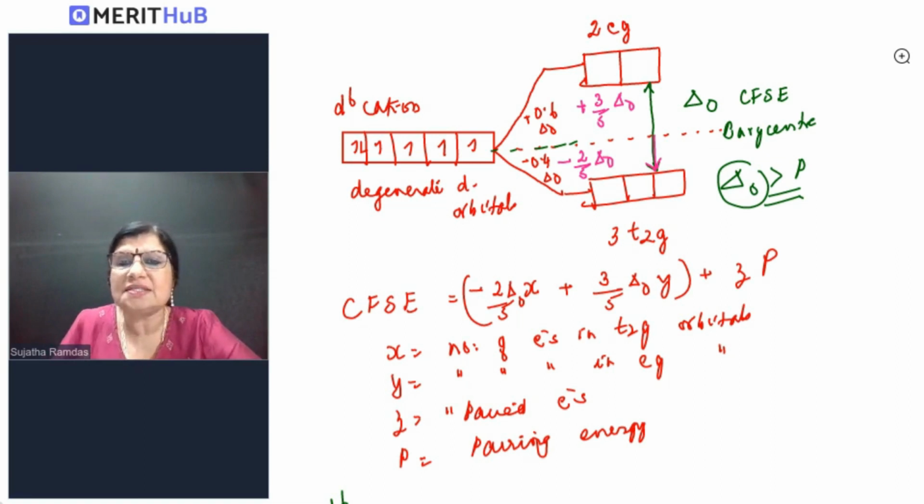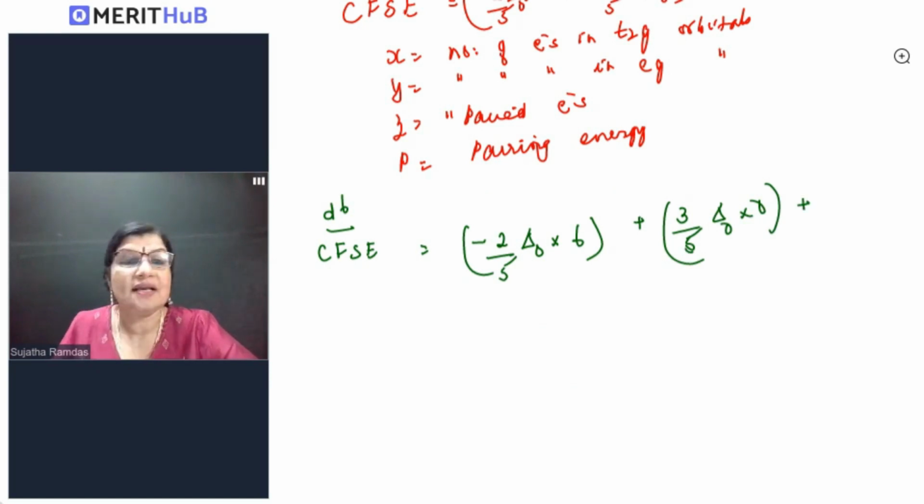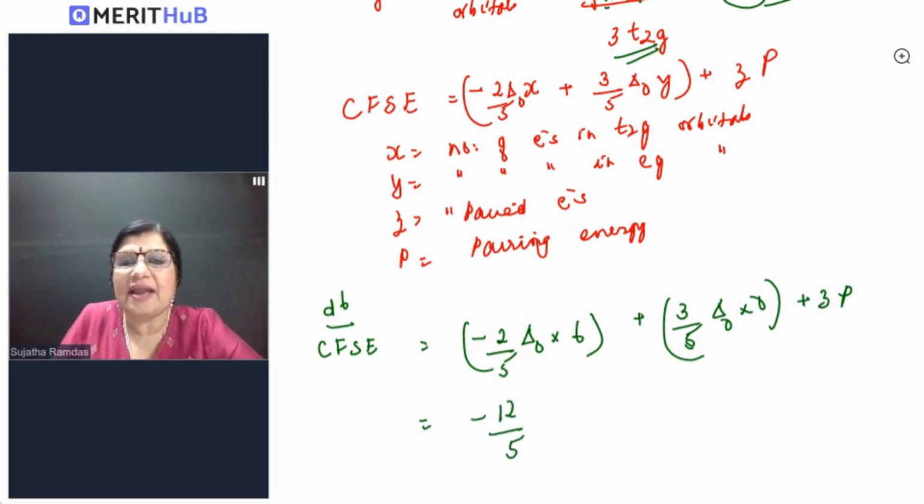When pairing occurs, all the 6 electrons will be accommodated in the lower energy d orbitals. So there are 6 electrons in the t2g orbitals and 0 electrons in the eg orbitals. Let's substitute those values: minus 2 by 5 delta O times 6, plus 3 by 5 delta O times 0, for 0 electrons in the eg orbitals, plus there are 3 pairs of electrons, 1, 2, 3, so 3P. So what does this become? Minus 12 by 5 delta O, plus 0, plus 3P.